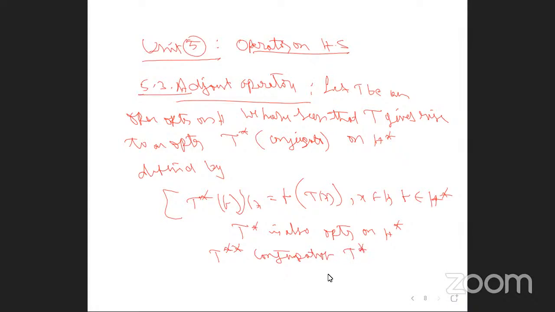And since H is reflexive, T double star is an operator on H double star. Hence H is reflexive, so H double star equals H, and T double star equals T.